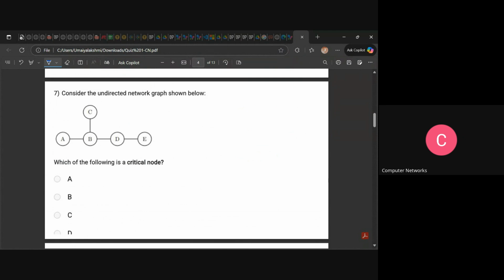And here comes the next question. They have asked about an undirected network, which means no directions are given. We have to calculate the critical node. So what does critical node mean?